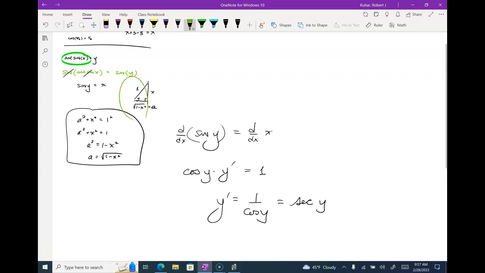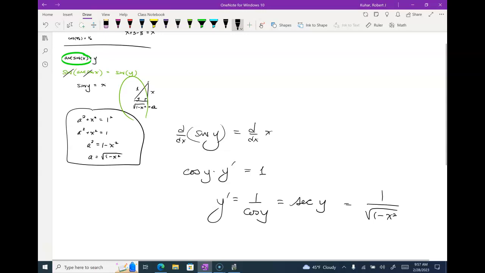And I can go to my triangle and find the secant, right? There it is. There's my secant. Yes? So that's 1 over square root of 1 minus x squared. There's my derivative of the arc sine.